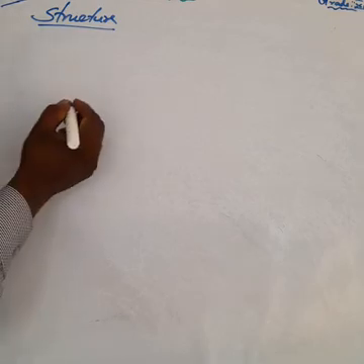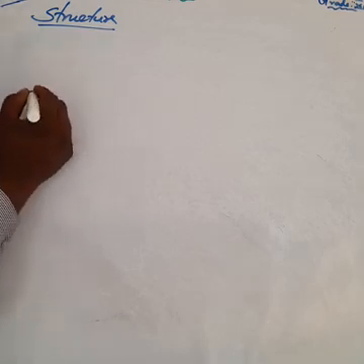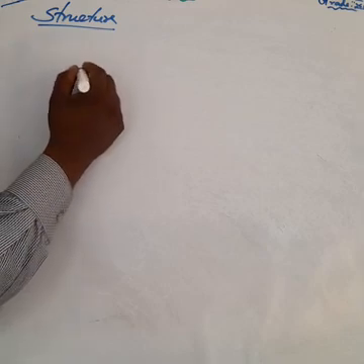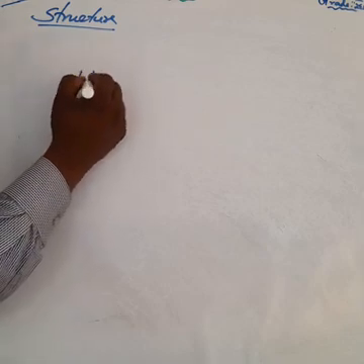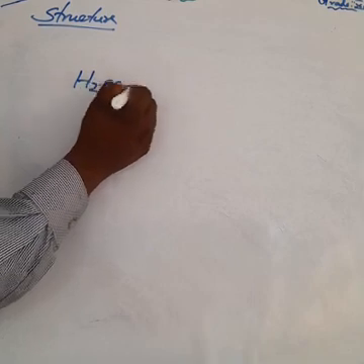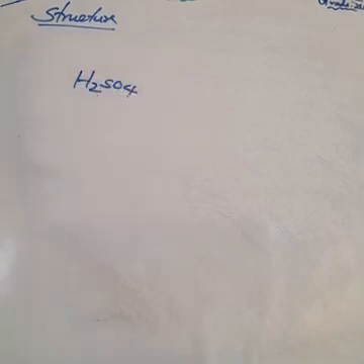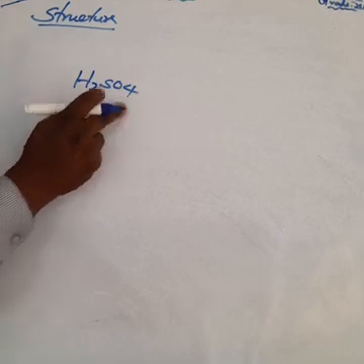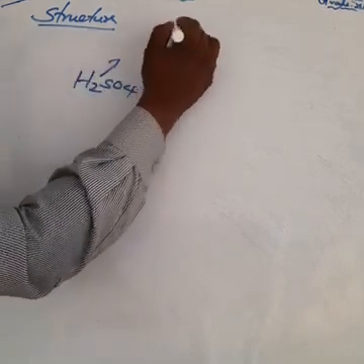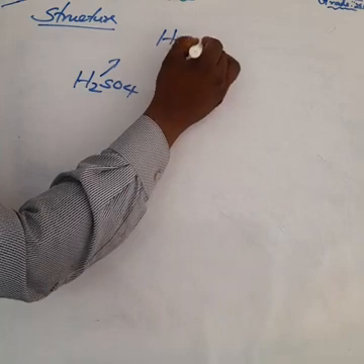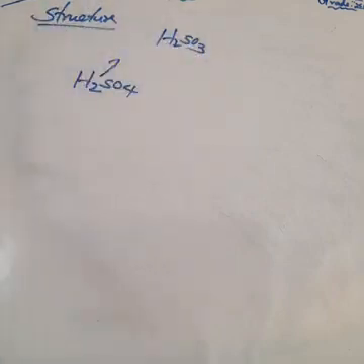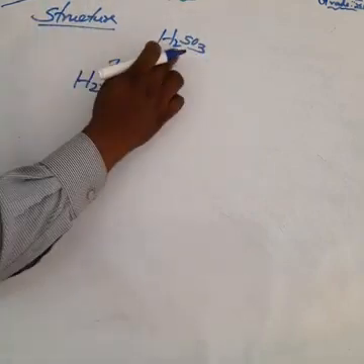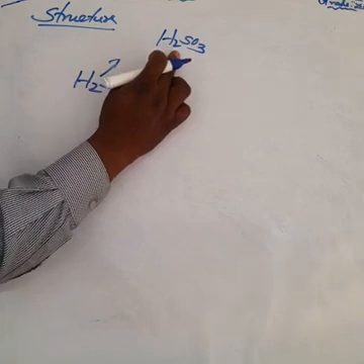First, I am taking sulfuric acid. What is the formula for sulfuric acid? H2SO4. If I am reducing one oxygen, what is the formula? H2SO3. That means H2SO4 minus one oxygen, we get H2SO3. That product is called sulfurous acid.